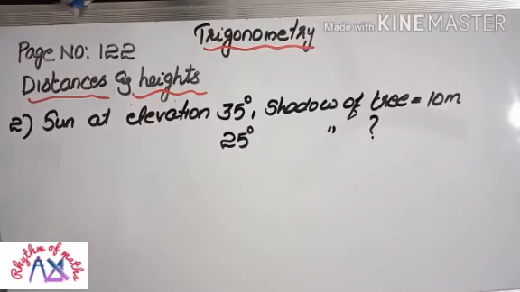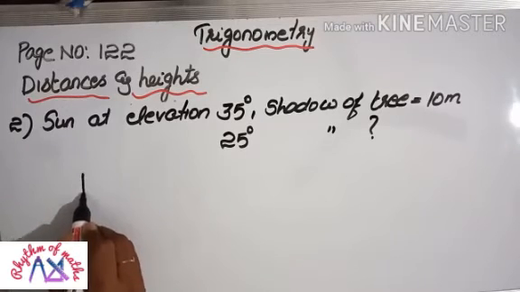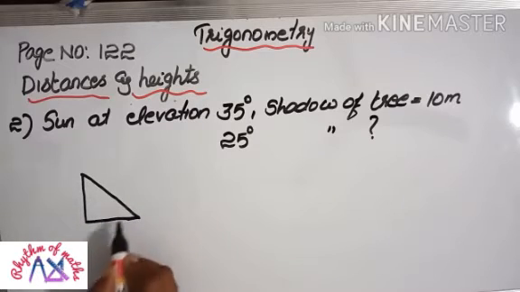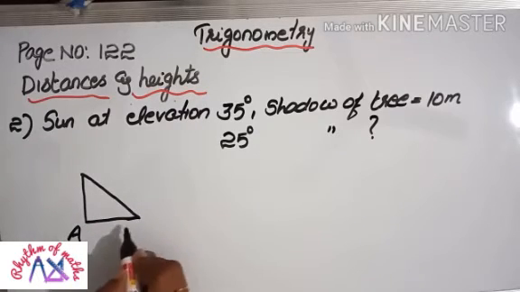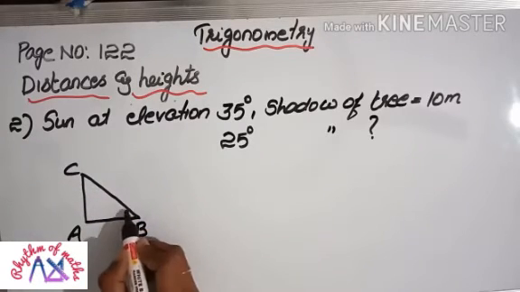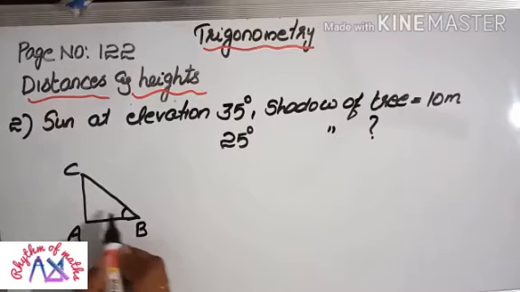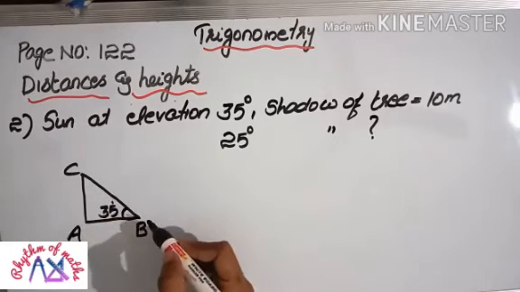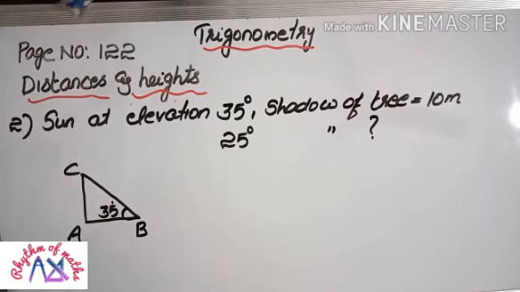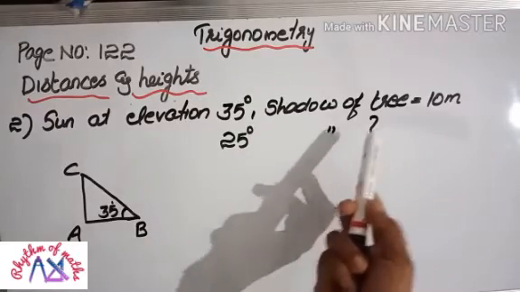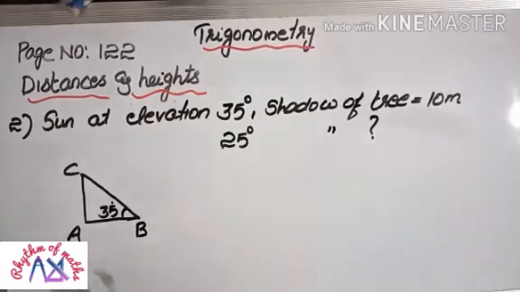So same like the previous case, let's draw the tree first. A tree, then its shadow, then the elevation line, like this. So A, B, C. AC is the tree, AB is the shadow, and the elevated angle is here. 35 degree with the straight line here. This is the elevated line, and the angle between them is the angle of elevation. So 35 degrees here. Now it is given that when the sun is at an elevation of 25 degree, what will be the length of the shadow of the same tree?